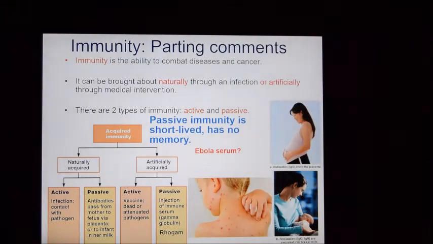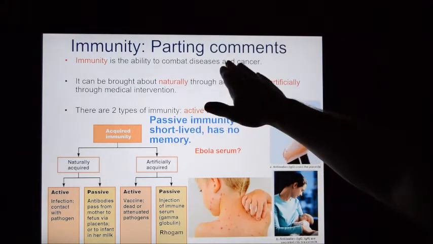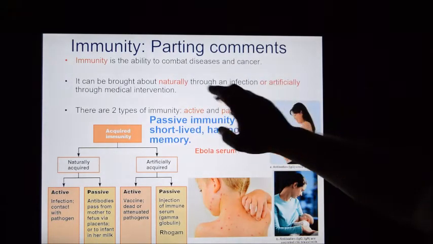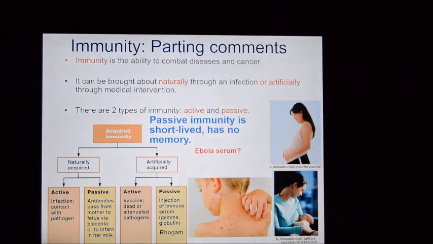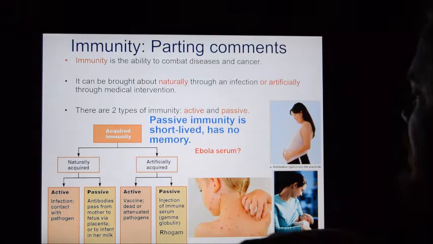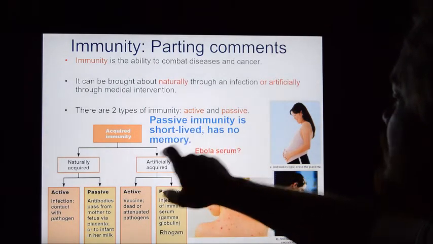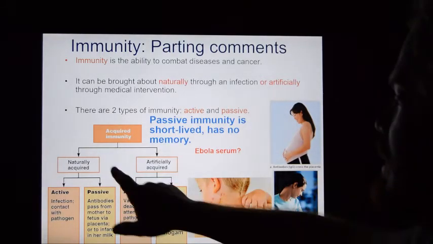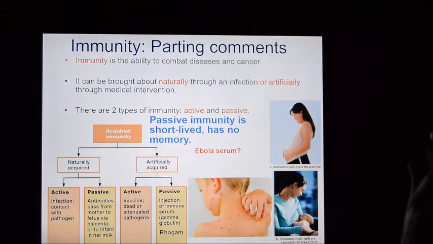Alright, so immunity, parting comments. Immunity is the ability to combat diseases and cancers. It can be brought about naturally through an infection or artificially through medical intervention. There are two types of immunity. These are active immunity and passive immunity, both of which can either be acquired naturally or through artificial processes.